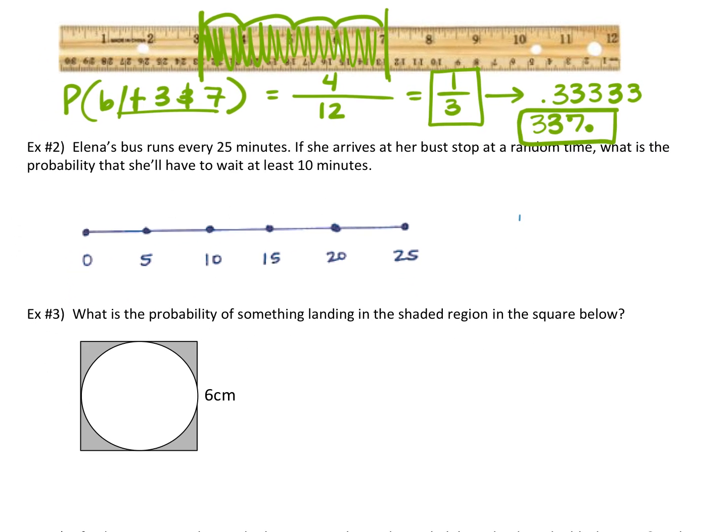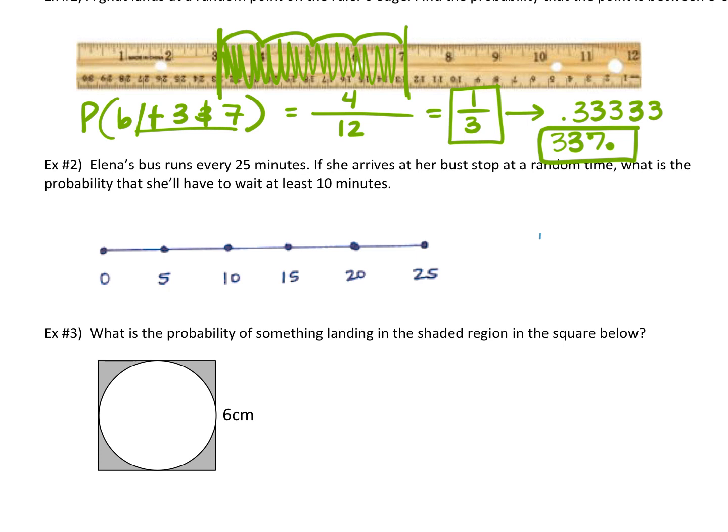Wait, 33, oh, that's a percent. You're so silly. Okay, look at example 2.